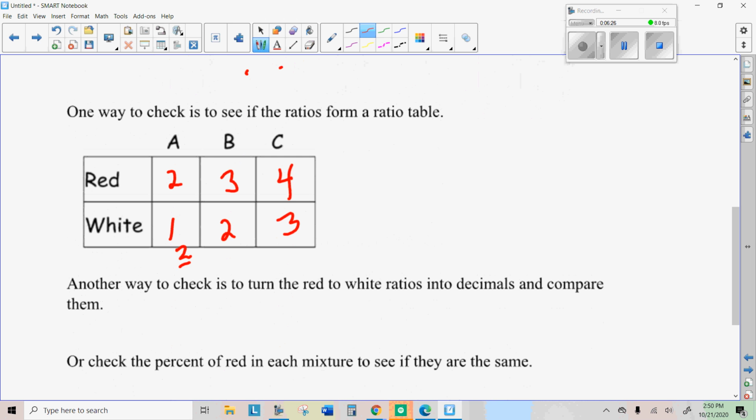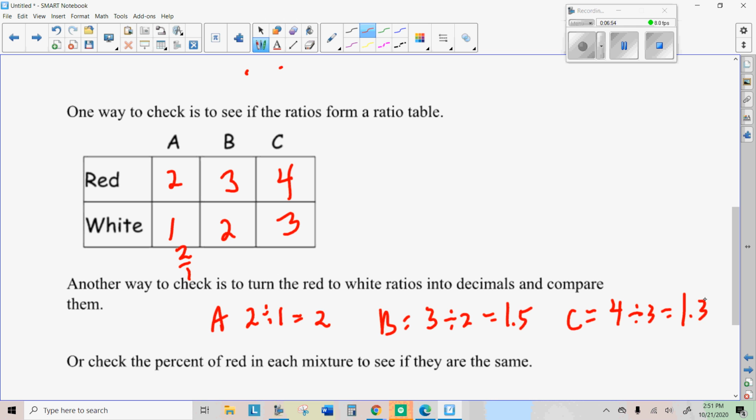2 divided by 1 is, I'm just going to do the decimal thing here. So for A, we have to do 2 divided by 1, which is 2. For B, we have to do 3 divided by 2, which is 1.5. And for C, we have to do 4 divided by 3, which is 1.3, and you'll notice the 3 keeps repeating.